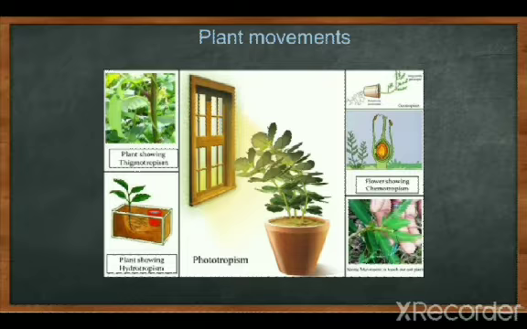The stimulus may be external or internal. Suppose in Mimosa pudica, the touch-me-not plant, if you touch it, that is an external stimulus that we give, so it closes its leaves. But the movement of pollen grain or the movement of root is internal.